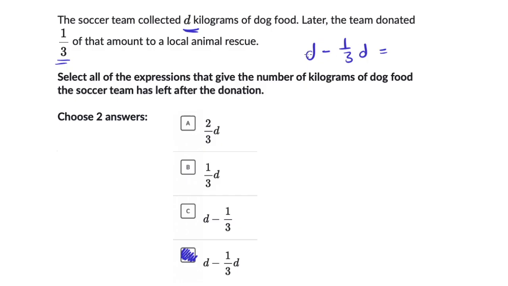Well, you could think of this as 1D minus 1/3 D, and another way of rewriting this is if you were to factor a D out, you could say this is D times (1 minus 1/3), which is equal to D times 2/3, or 2/3 D. Or another way you could have thought about this is if you have 1D and you subtract 1/3 of that D, you're going to have 2/3 of that D left. And you can see that is choice A right over there.